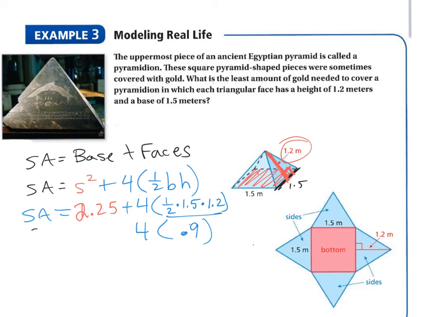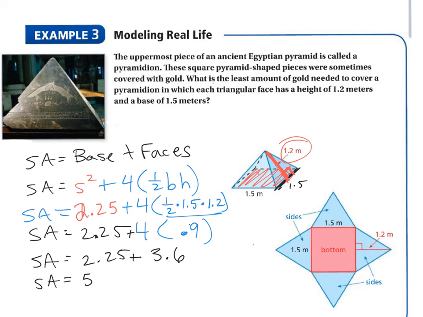So let's finish this up. So this 2.25 should have come down. Surface area, therefore, is equal to 2.25. And there was a plus here. Plus 3.6. So let's put that into the calculator, and we get a surface area of 5.85 meters squared. And again, that is the least amount of gold we would need to cover this pyramid.